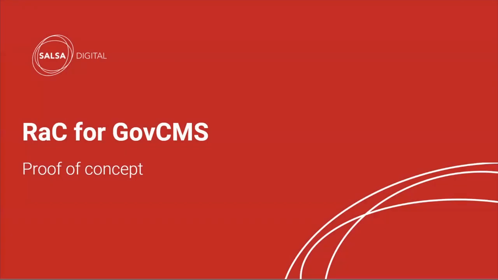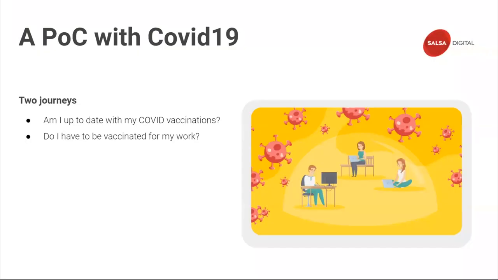So let's have a little bit more of a look at this rules as code for GovCMS proof of concept that we did. We were successful in our expression of interest, and GovCMS asked us to create a proof of concept. Specifically, they wanted us to look at COVID vaccinations. So they wanted us to help citizens understand if their COVID-19 vaccination status is up to date. The main journey was, am I up to date with my COVID vaccinations? We also wanted to look at another journey that would demonstrate how state information could also be brought into a rules as code system. And to do this, we also added a journey, do I have to be vaccinated for my work?